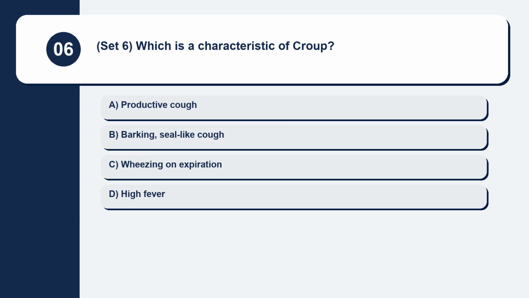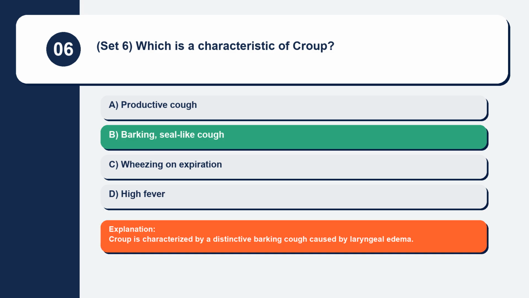Question 6. Set 6. Which is a characteristic of croup? Productive cough, barking, seal-like cough, wheezing on expiration, high fever. Croup is characterized by a distinctive barking cough caused by laryngeal edema.